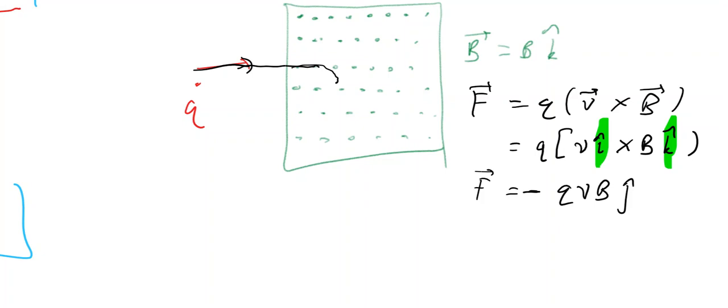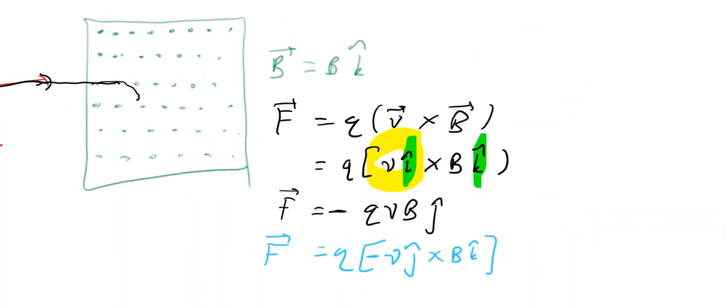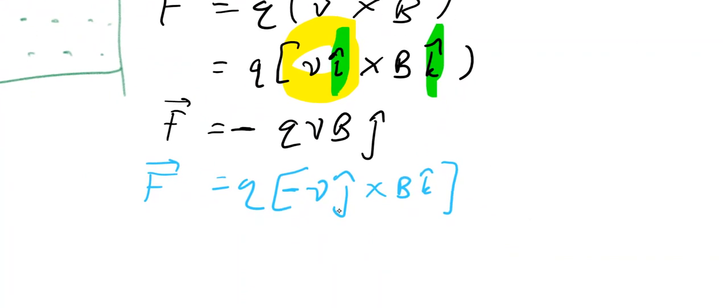And then your equation will change. Now I'll have to apply the equation again, but now I'll take V J cap with negative sign, cross B K cap, because the magnetic field is the same. Understand this: earlier the V was in the positive x direction, now the particle is going down. So now I'll have to change the sign, negative, and the direction is J cap.